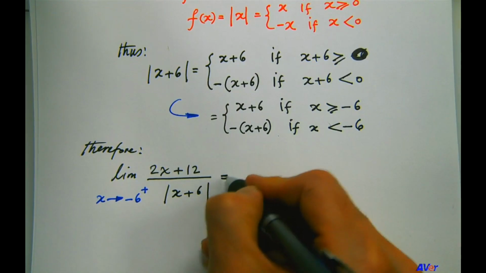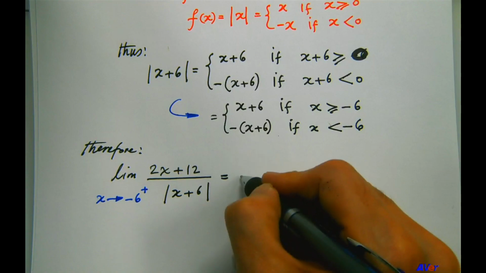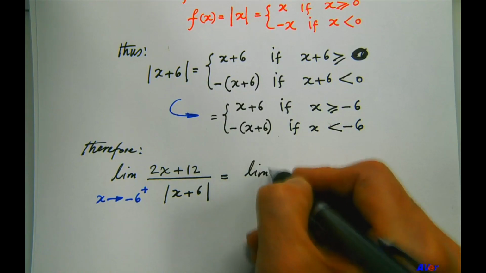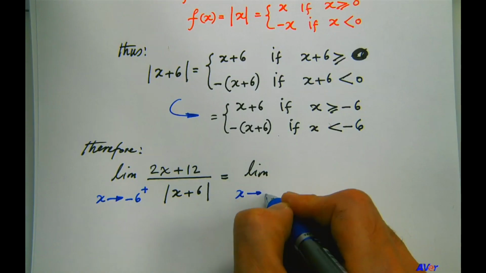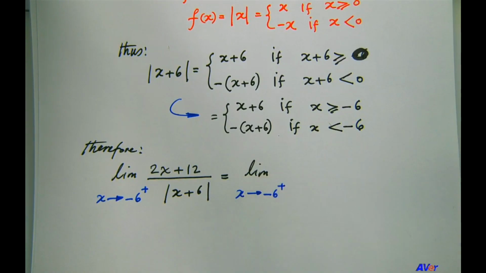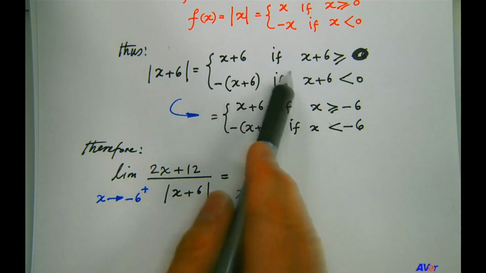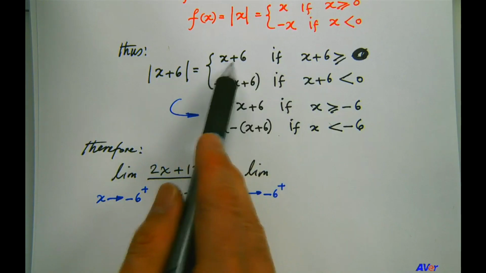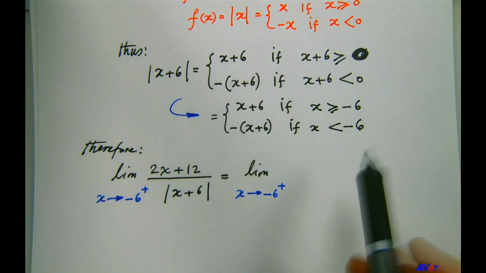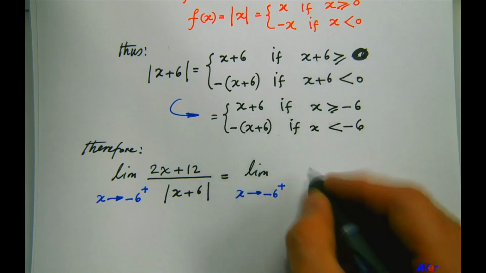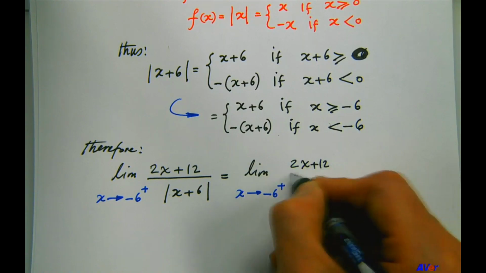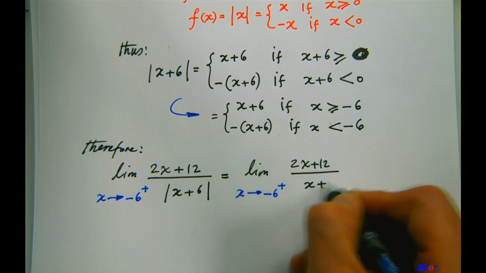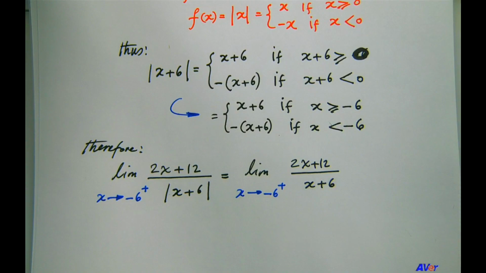So this is equal to the limit of that function as we approach negative 6 from the right. We need to replace this absolute value quantity with this piece of it, for whenever x plus 6 is greater than or equal to 0. So (2x + 12) divided by (x + 6), from the right, which is that.